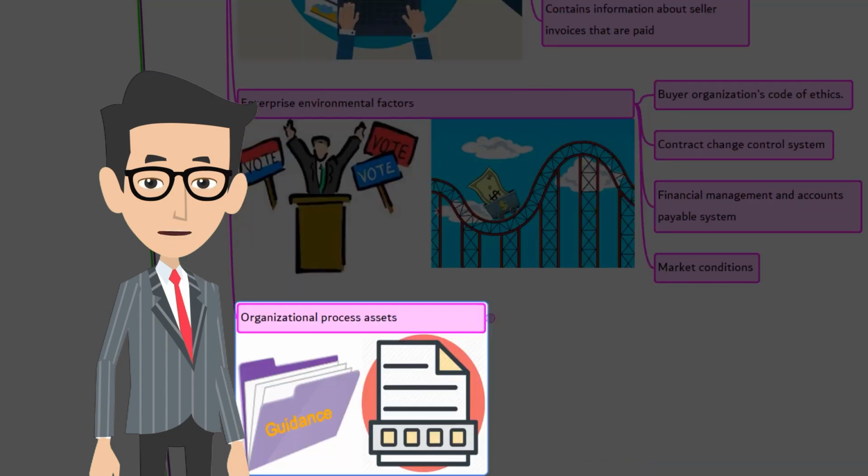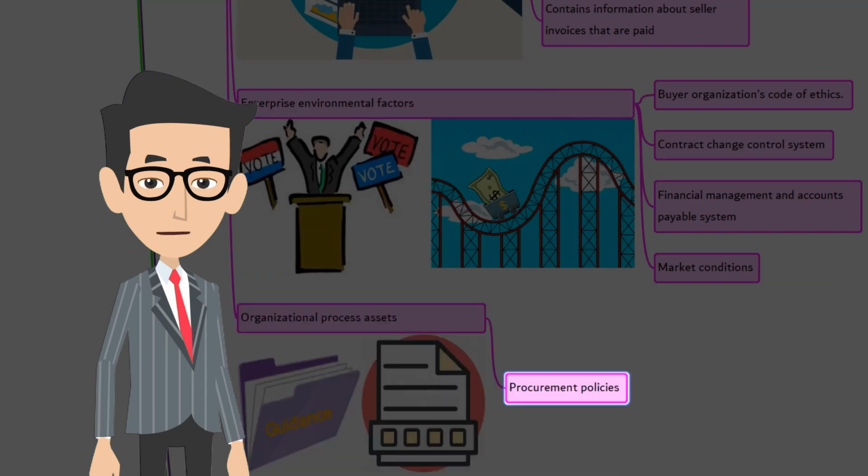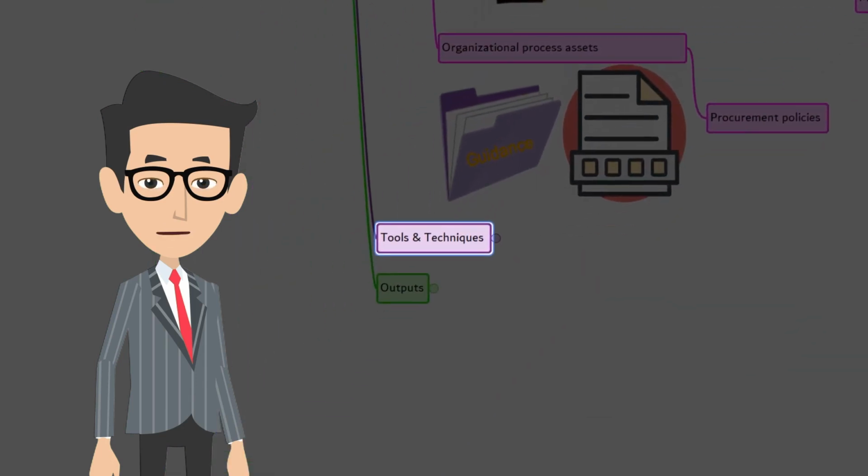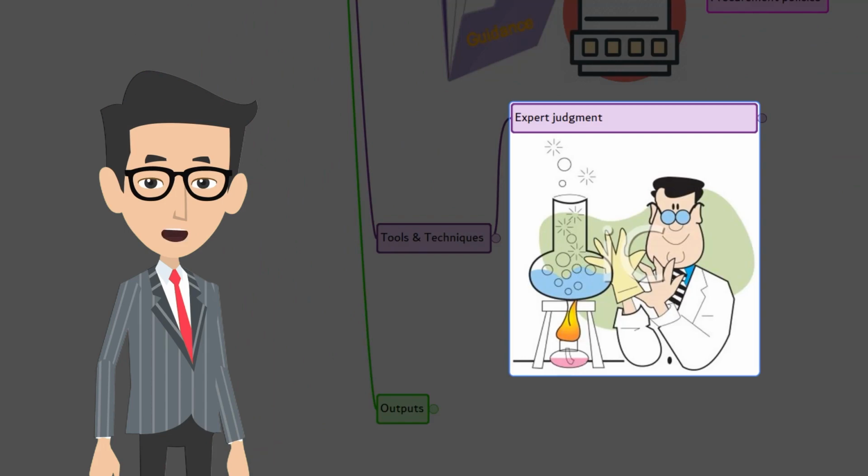The eighth input is organizational process assets. Procurement policies is one of the key organizational process assets that is used as input. Now, tools and techniques. First, expert judgment.